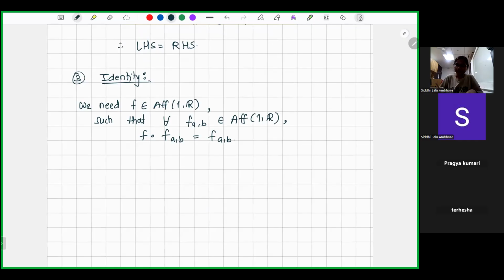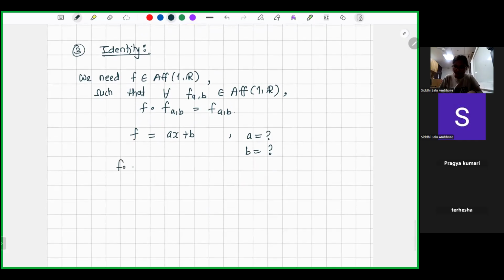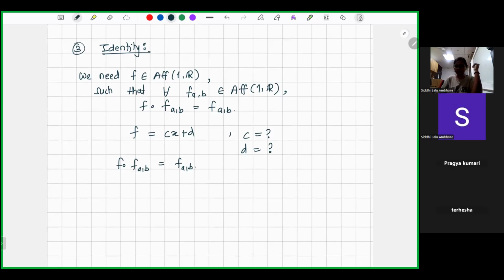So when I say what is your guess for that, I mean my f will be of the form f a, that is ax plus b. So what must I choose a to be, and what must b be, such that this f composed... no, let me just take cx plus d. So what must be my c and d such that f c comma d composed with f a comma b must be equal to f a comma b? Any guesses for this?